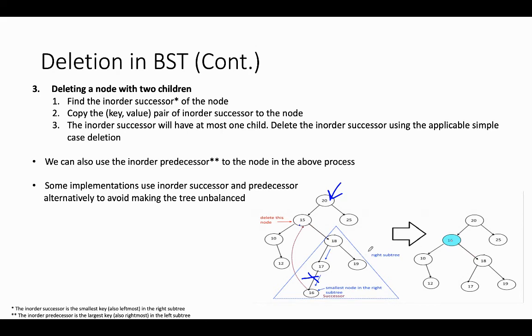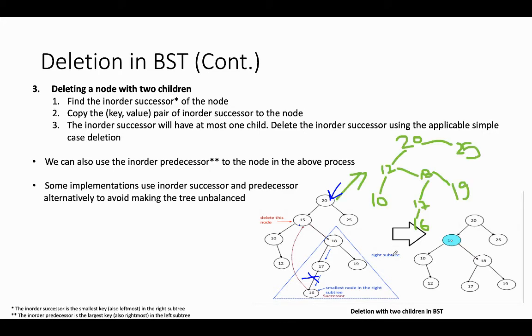So we have performed this deletion by finding the in-order successor, copying the value in the node we want to delete, and then deleting the successor. We can do the exact same process using the in-order predecessor also. So let's look at that also. So the in-order predecessor is basically the rightmost node in the left subtree. So for 15, this is the left subtree, and the rightmost node is 12.